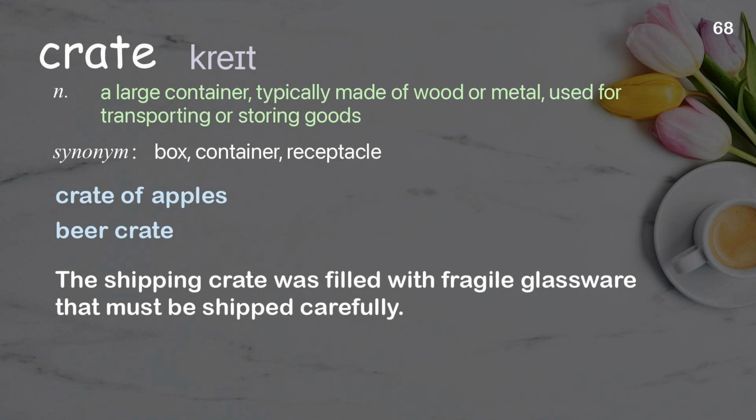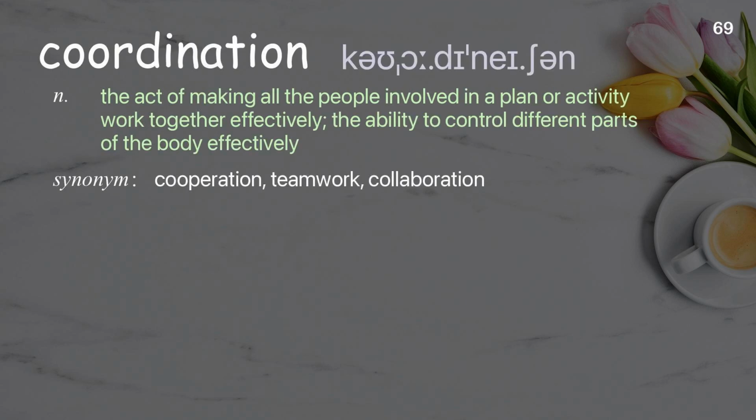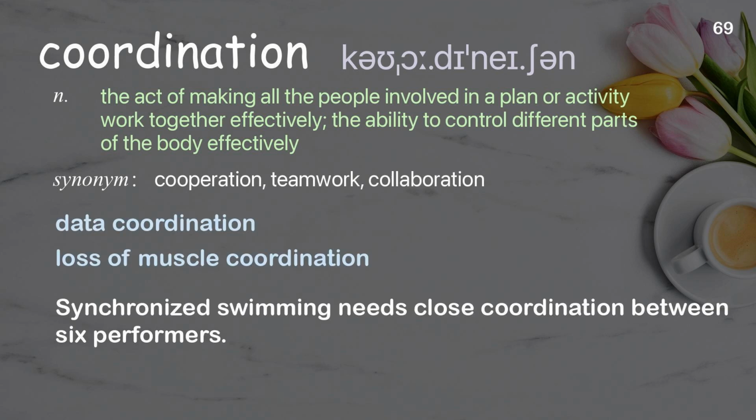Coordination. The act of making all the people involved in a plan or activity work together effectively; the ability to control different parts of the body effectively. Examples: Data coordination. Loss of muscle coordination. Synchronized swimming needs close coordination between 6 performers.